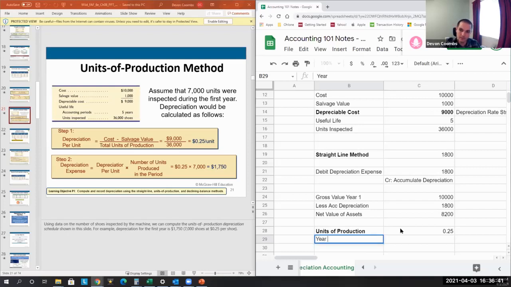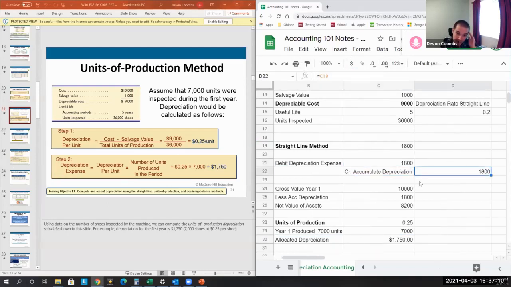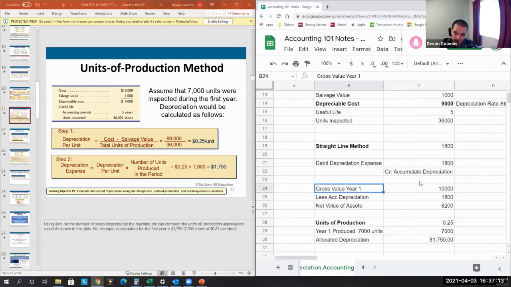So let's say year 1, we sold 7,000 units, or we produced 7,000. You'd ultimately allocate $1,750 of depreciation expense. And the journal entries wouldn't change. Journal entries then would be debit depreciation expense, $1,750, accumulated depreciation, $1,750, and then your gross value wouldn't change. Your accumulated depreciation of $1,750, so your net value would be $8,250.